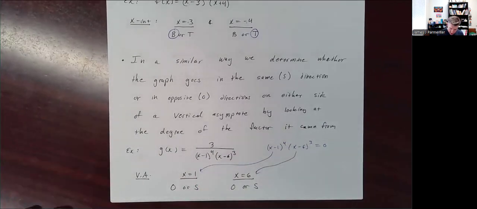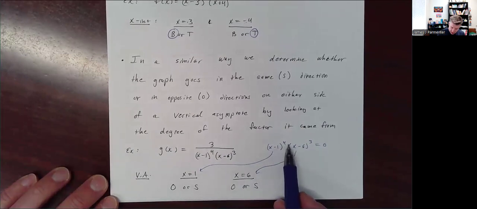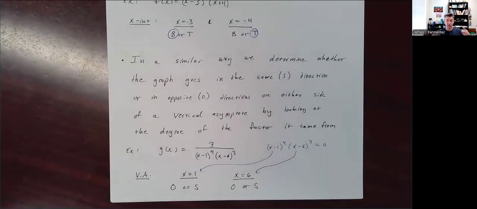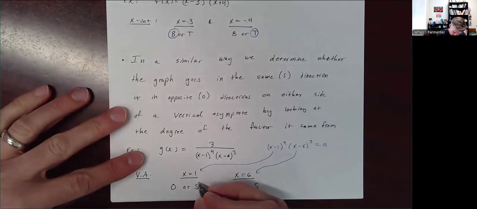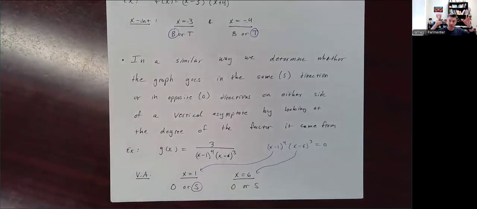x equal to 1 came from a factor with an even power, so we're going to see that on either side of that vertical asymptote, both sides are going to go either both up or both down. So we say they have the same behavior on either side. It's kind of like bouncing off. You're staying either always above or always below the x-axis.